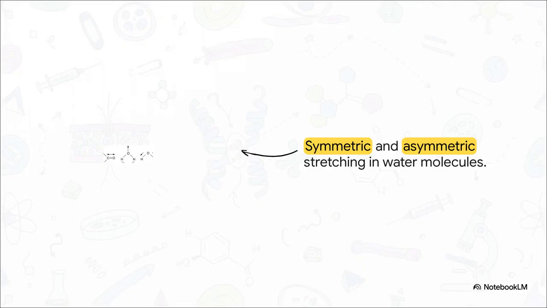Think about water molecules, for example. We're looking at two distinct types of vibrational stretching here, symmetric and asymmetric. In symmetric stretching, the hydrogen atoms move in and out together, totally in sync. In asymmetric stretching, one moves in while the other stretches out. But here is the absolute crucial point for our toolkit. For us to actually detect these vibrations using infrared light, the movement absolutely must change the molecule's electric dipole moment. If the dipole doesn't change, the vibration is completely invisible to our infrared wave.